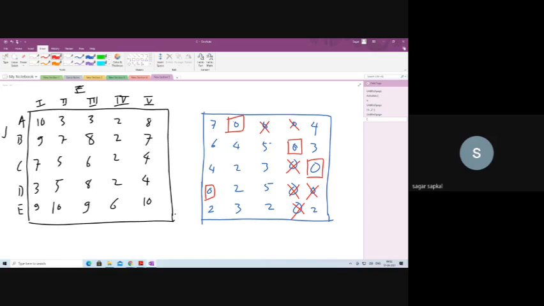Now to find the optimal solution, you have to go for the next step to find the opportunity cost, or improvement in the opportunity. For that, you have to draw the minimum number of lines which will cover all the zeros, whether assigned or crossed, that doesn't matter. So all the zeros must get covered and you have to draw the minimum number of lines.